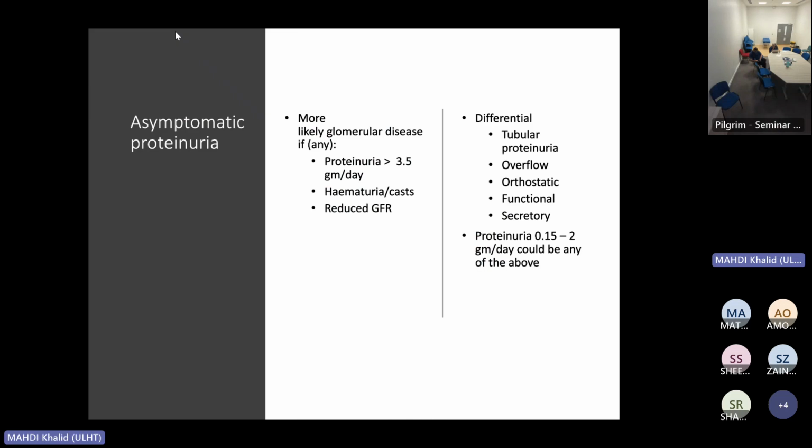Some of the features that you look out for: it's more likely to be GN if you've got heavy proteinuria, so nephrotic-range proteinuria, rather than, say, hypertension. If they have got hematuria and proteinuria, particularly if they have casts, that's more suggestive of GN. And if they've got impaired renal function, although again, that can be another condition. If you look at these, they're more likely to point towards GN.